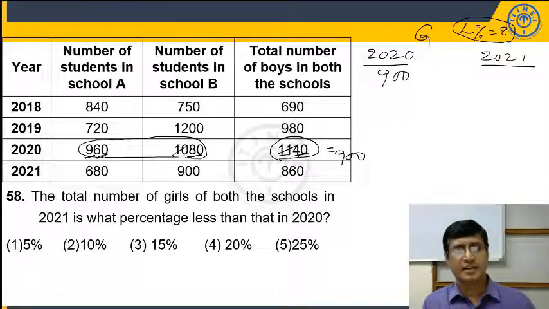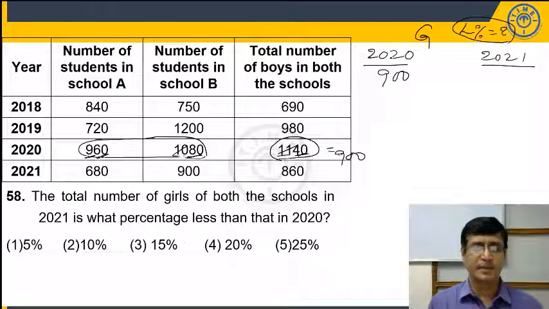So what is the number of girls? 900. Am I clear? So 60 and 80, 140, subtract 40 from 140, 100. 100 plus 1000, it is 1100. 1100 gets cancelled, remaining is 900. So that is the number of girl students in 2020.